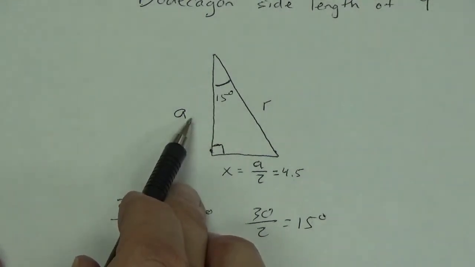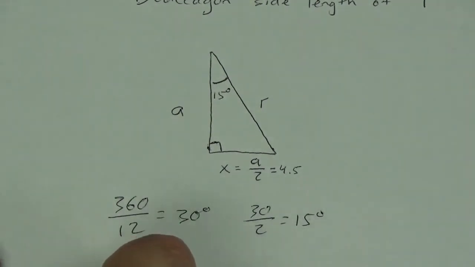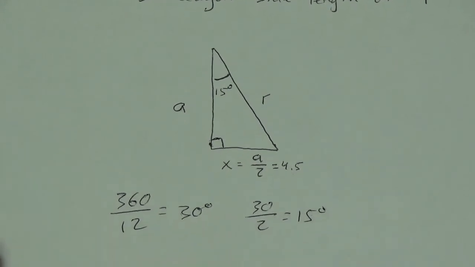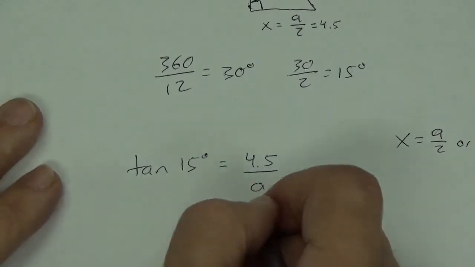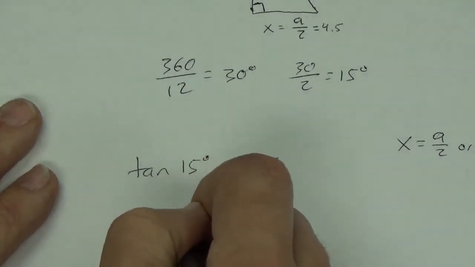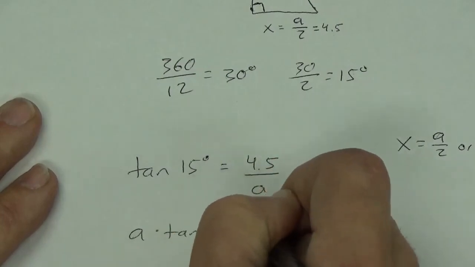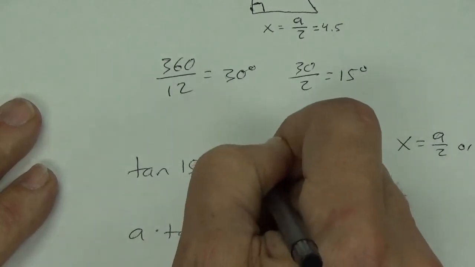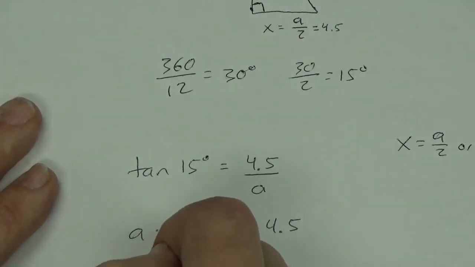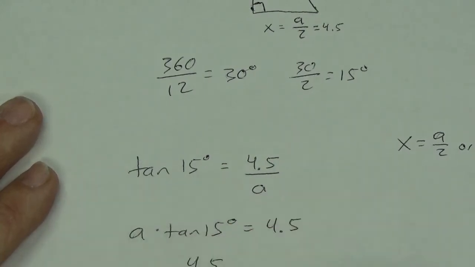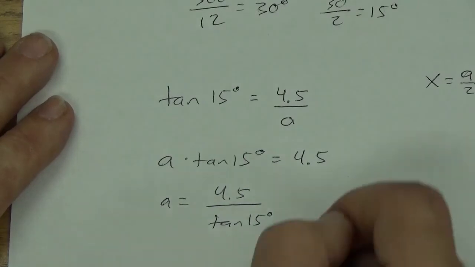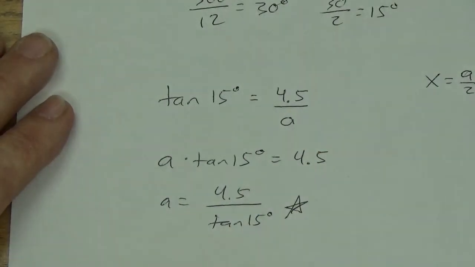Adjacent, I don't. What deals with opposite and adjacent? That's tangent. So the tangent of 15 degrees equals 4.5 over a. Right, tangent of 15 equals 4.5 over a. Cross multiply, a times the tangent of 15 degrees equals 4.5. A equals 4.5 over the tangent of 15 degrees. Okay, that's important. We're going to use that later on.